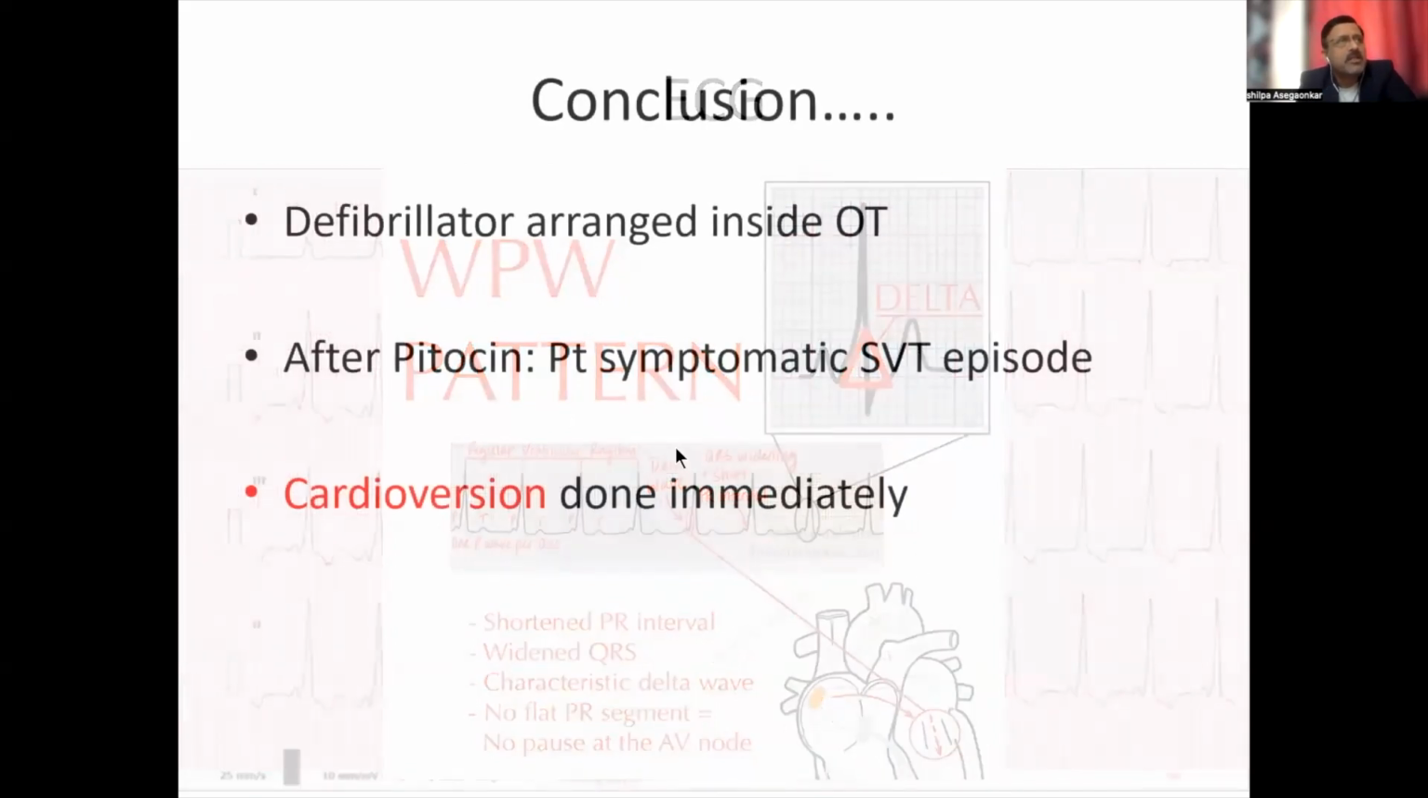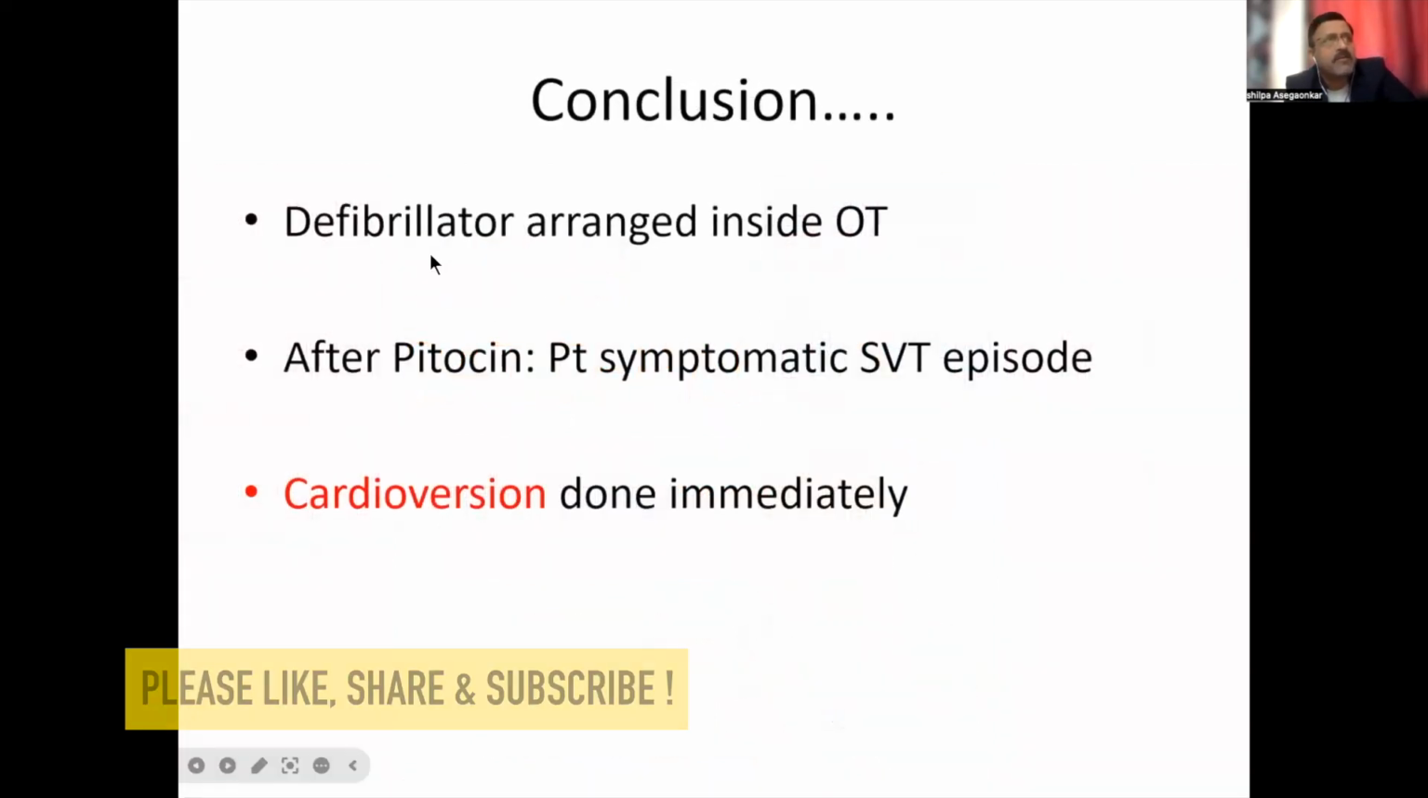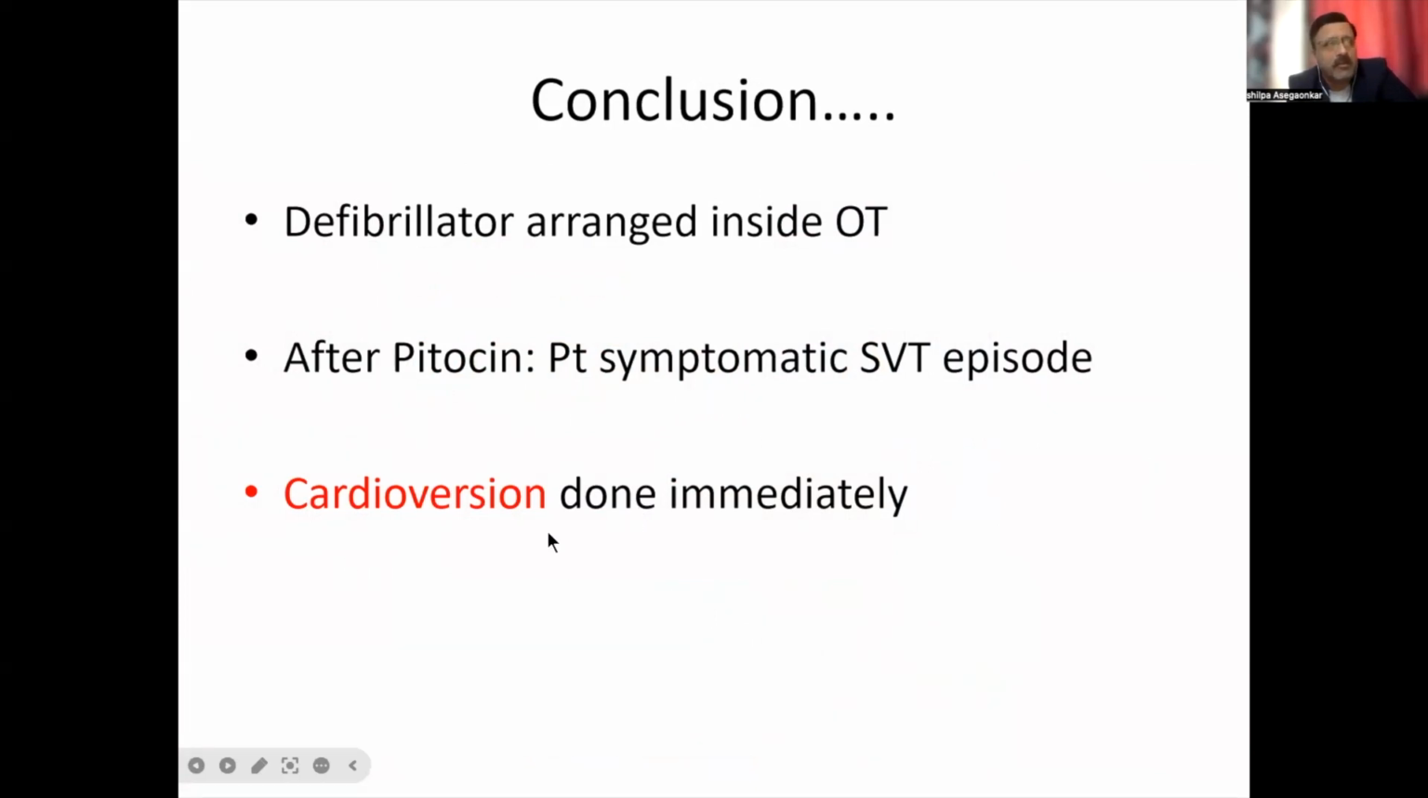In this patient also, we arranged a defibrillator inside the OT, and then we gave a spinal. But after the patient received pitocin, the patient had a symptomatic episode of SVT, which was easily reverted with the presence of a defibrillator.